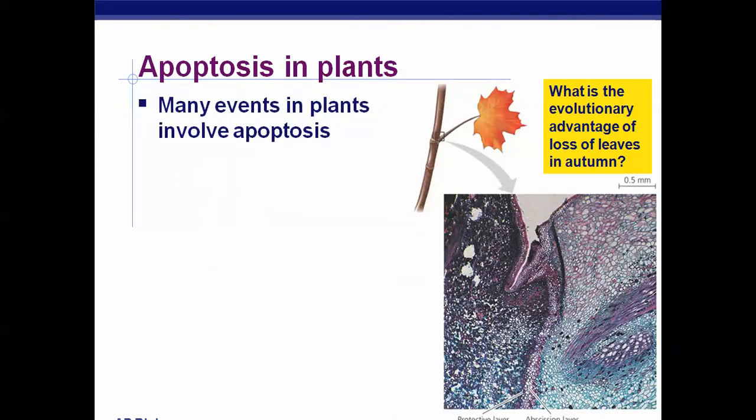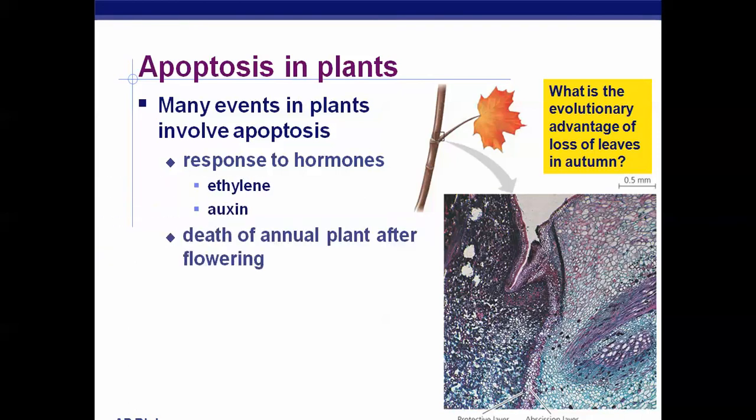Now, apoptosis in plants is very, very important because it's actually what causes certain parts of the plant to die in a controlled fashion, as you see in the fall when plants turn color and they start to fall off. This is a response to the hormones in the plant, especially ethylene and auxin. And the death of an annual plant sometimes happens after it flowers.